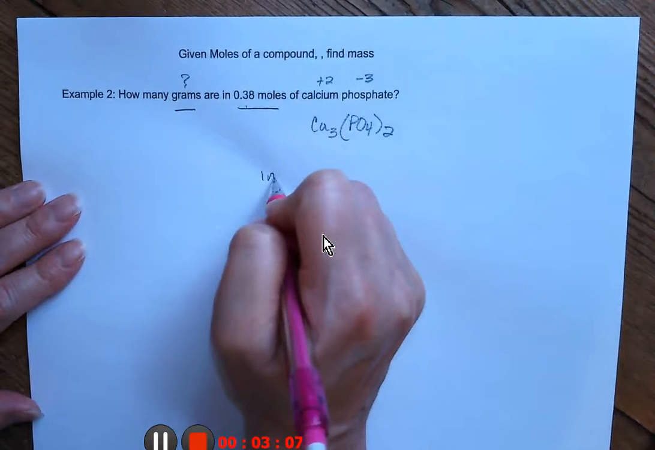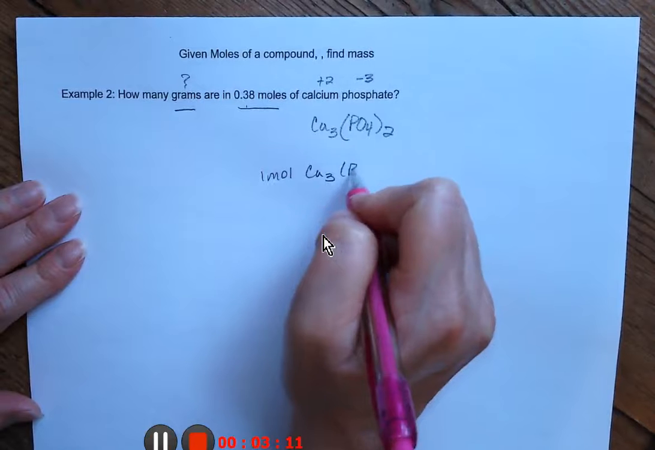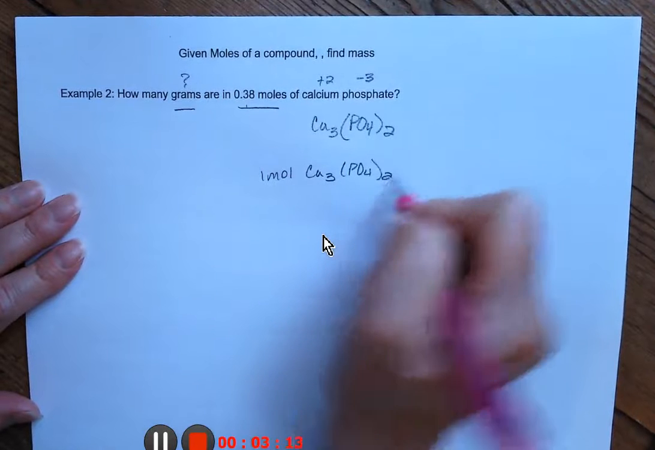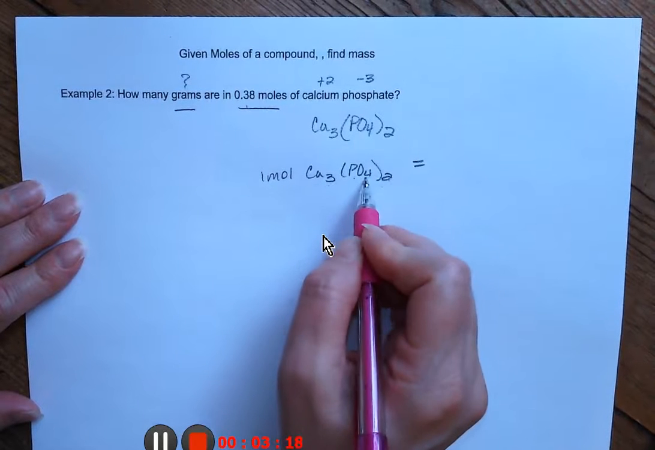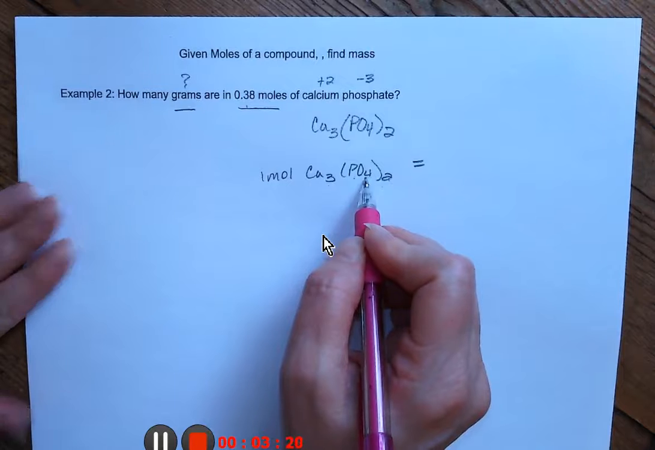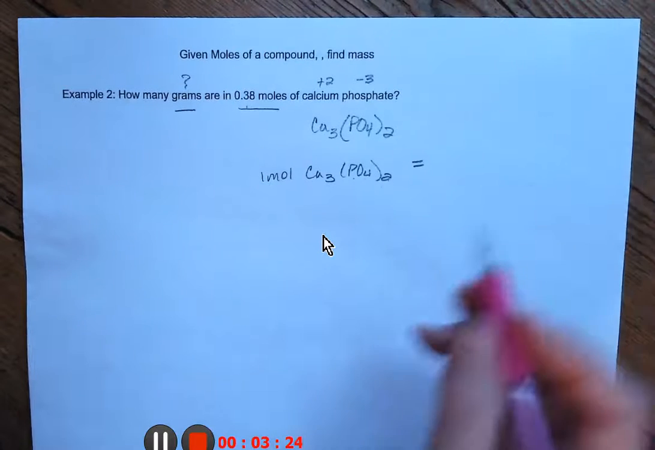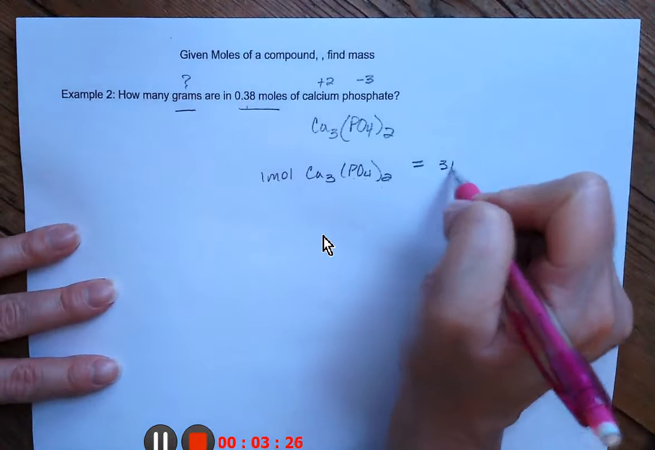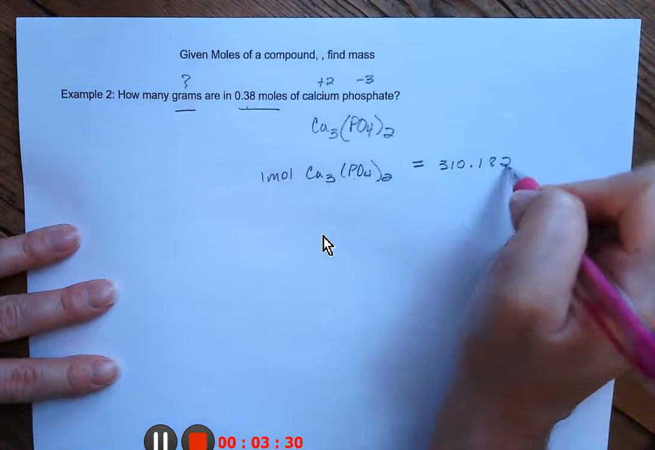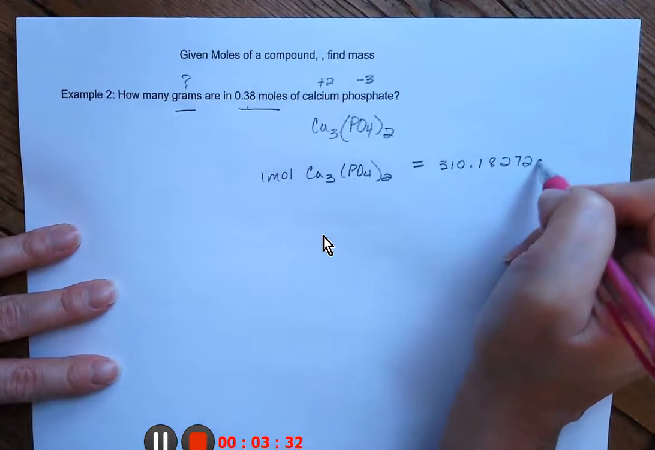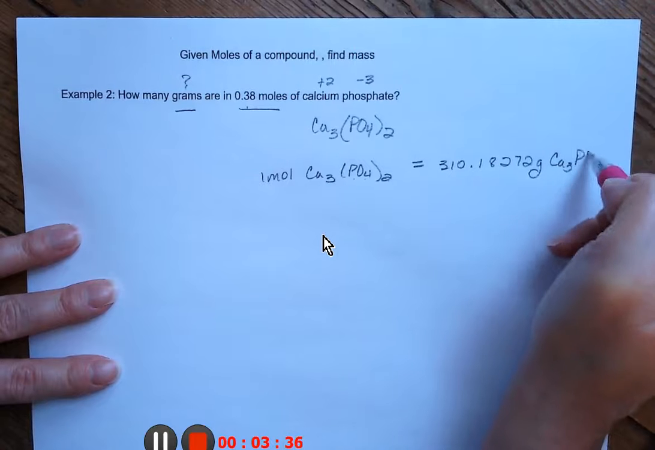So now I can calculate, well, what is 1 mole of calcium phosphate? So I have 3 calciums plus 2 phosphorus plus 8 oxygens from the periodic table. So if I do that math, I should get 310.18272 grams of calcium phosphate.